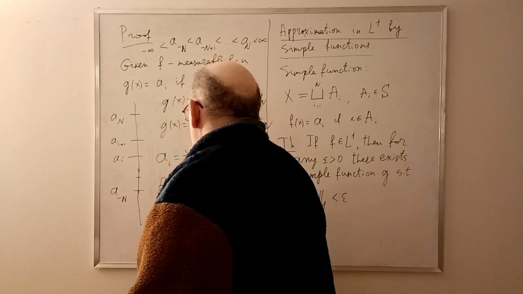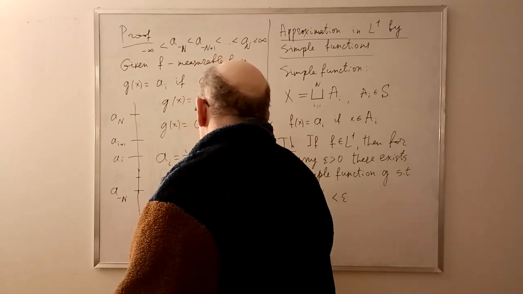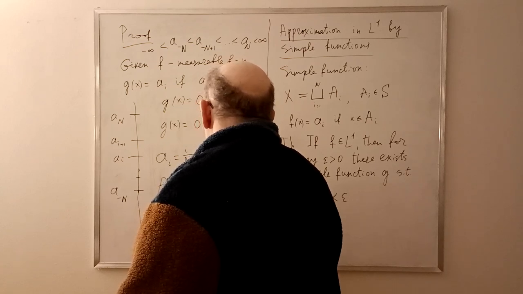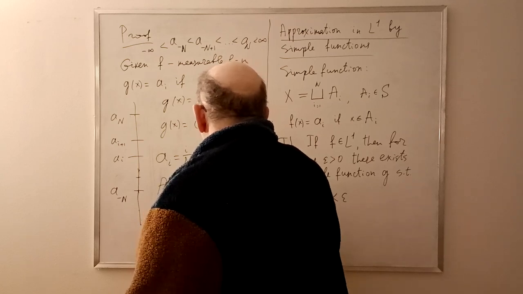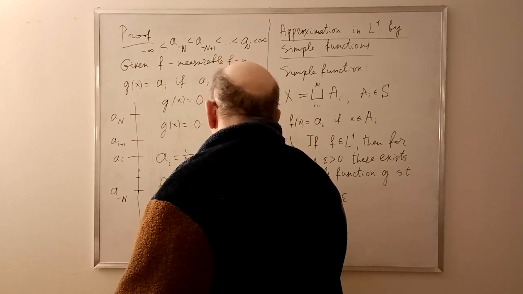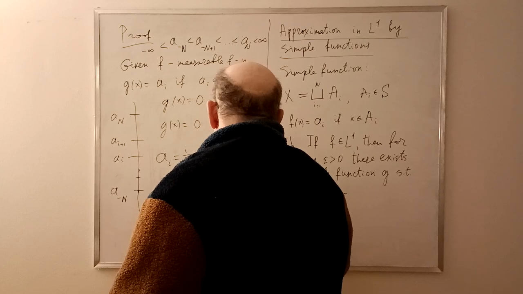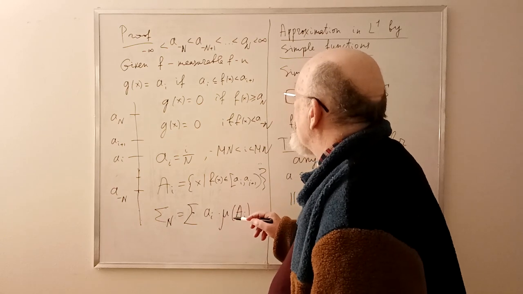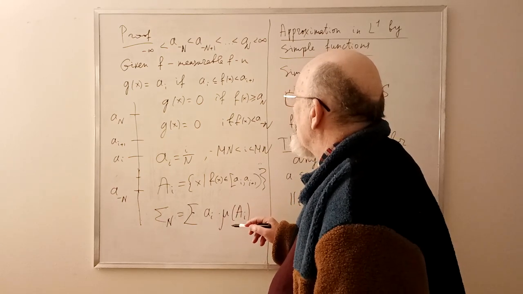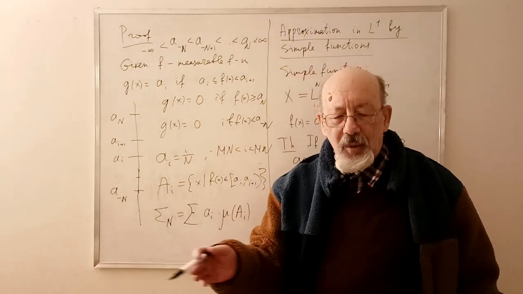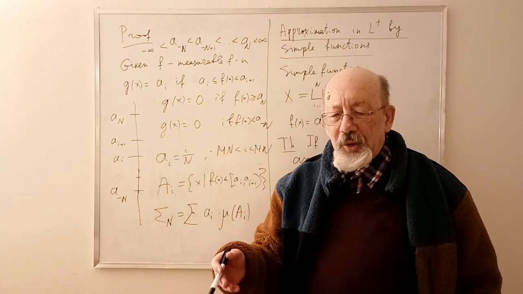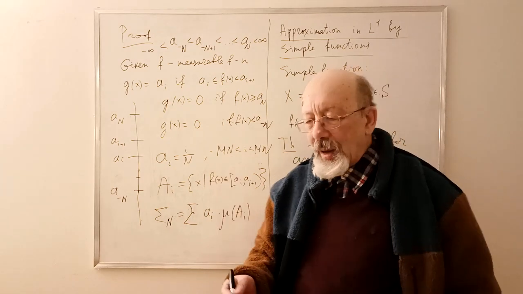Sigma n equals the sum of a_i times the measure, mu of A_i, simply so. And so here we leave out of our sight the domain where the function's modulus is too large.